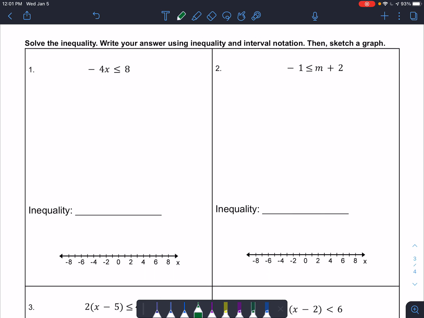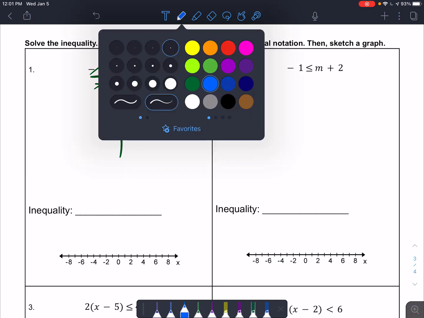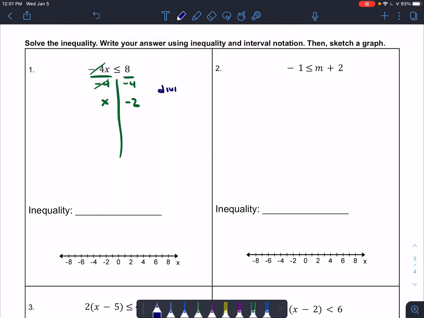On this first one, when I divide both sides by negative 4, the negative 4s cancel. I get x, I get negative 2, but what did we do? We divided by a negative. So what does that mean I need to do? It means I need to flip my sign. Instead of less than or equal, it's going to be greater than or equal to. So my inequality is x is greater than or equal to negative 2.